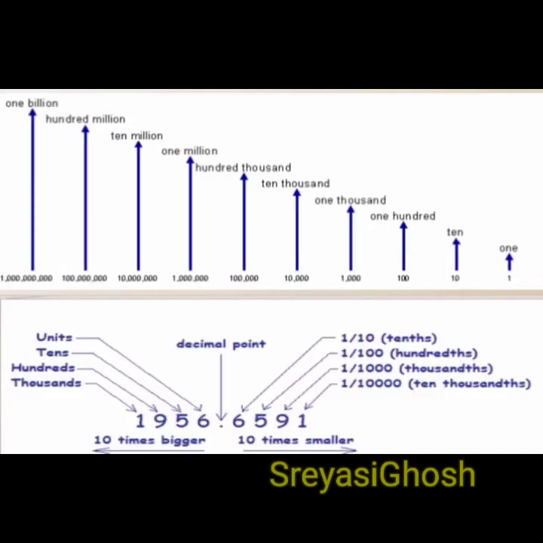When we are representing a decimal number, we consider from the left hand side, obviously 1000, 100, 10, unit. After the decimal point, 1 by 10, 1 by 100, 1 by 1000, 1 by 10,000, and so forth.